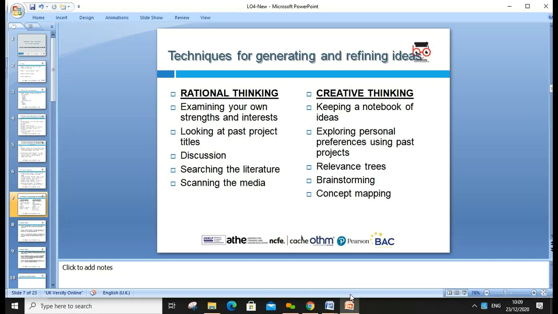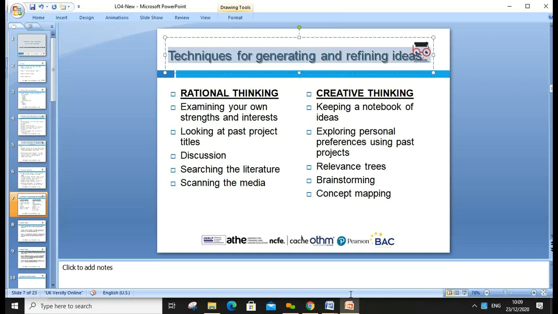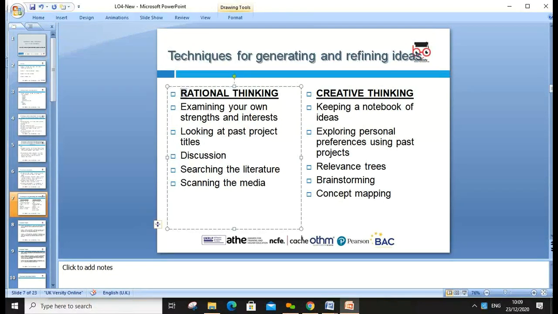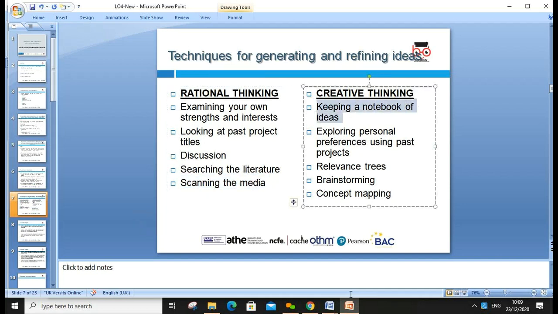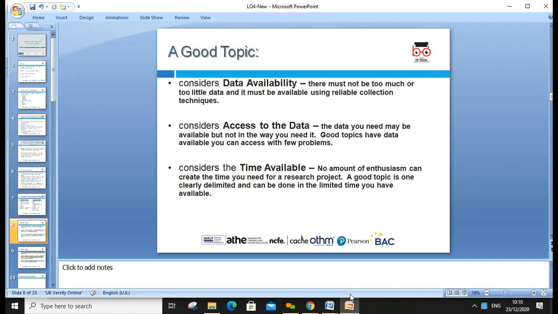Okay, so first thing, a technique for generating refined ideas can be creative thinking and rational thinking. So what is rational thinking? Examine your own strengths and interests. That's rational thinking. Looking at past projects, discussion, searching literature, scanning media. That is rational thinking. And creative thinking: keep your notebook, explore your personal preferences, relevant free brainstorming meetings that we can look around. That is creative thinking.